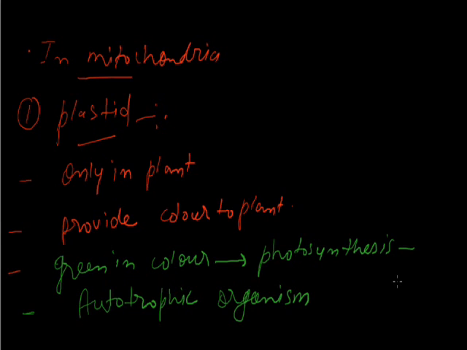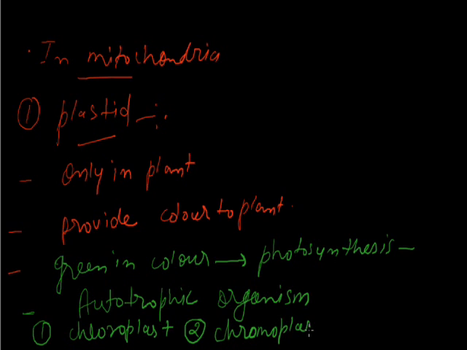Let's move to the next topic: what about the plastid? We have three kinds of plastid. First, we'll deal with chloroplast. Second, there is chromoplast, and third, leucoplast.